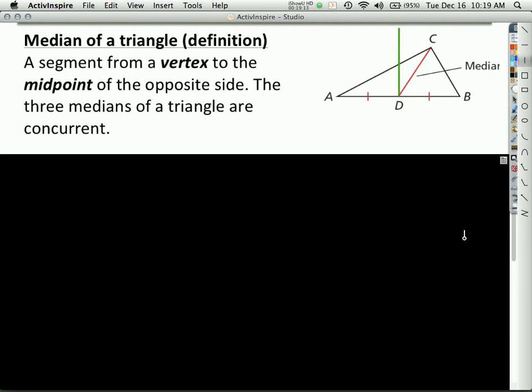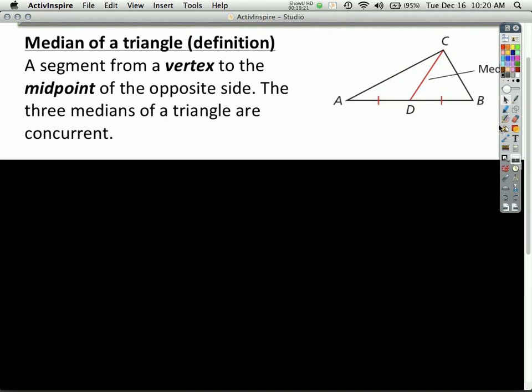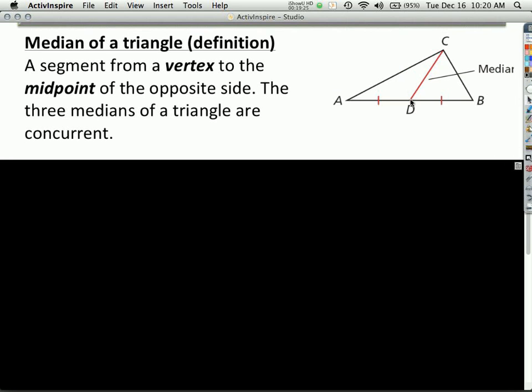And many times it will actually converge outside of the triangle. But now we're talking about something different. We're talking about a median. A median will most likely not be perpendicular, though there are cases where it will be, and it connects from the midpoint to the vertex. The three medians are concurrent, which means that they cross at a single point.